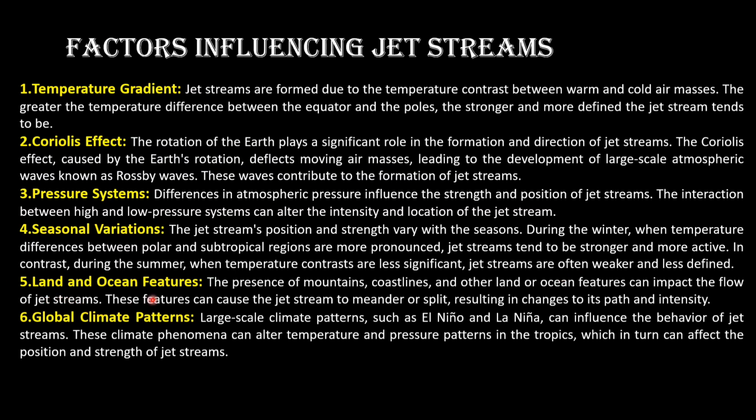Next one is land and ocean features. The distribution of land and ocean features can also influence jet streams. That means the presence of mountains, coastlines, and other land or ocean features can have an impact on the flow of jet streams. These features can cause the jet streams to meander or split, resulting in changes to their path and intensity.